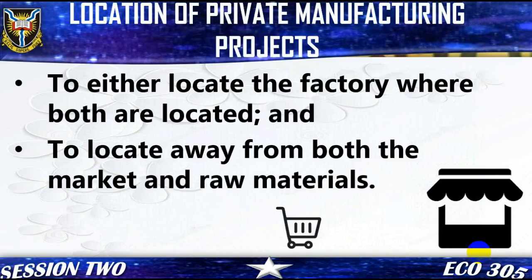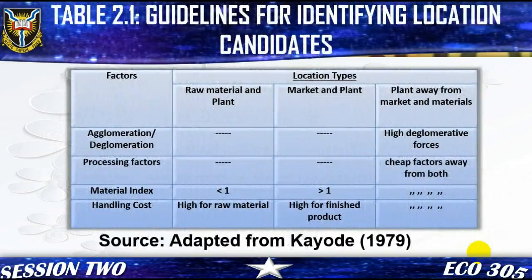From Table 2.1, no problem seems to be envisaged where the market and raw materials are found in the same place. The normal choice would be to locate the factory in the same place, except when compelled by the agglomerative factor as stated.